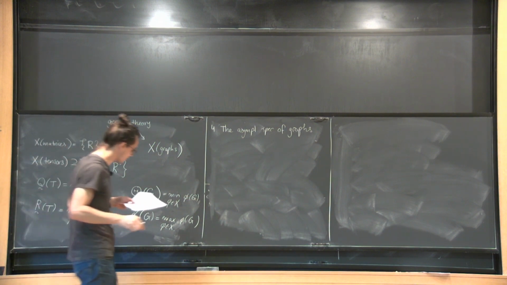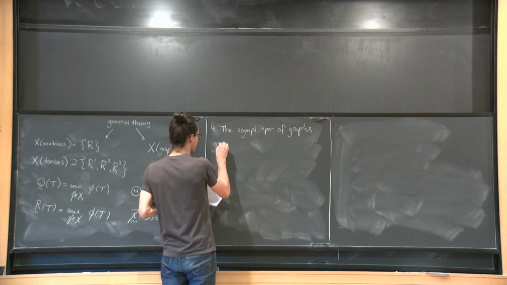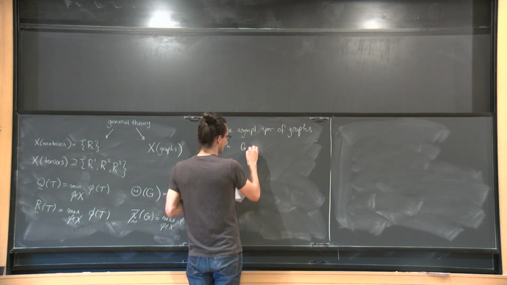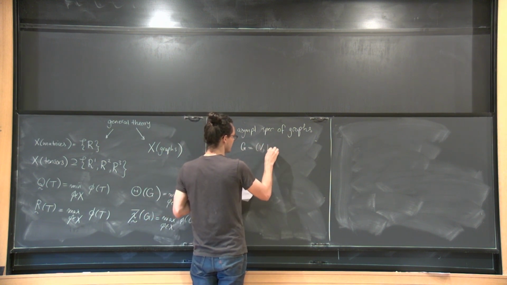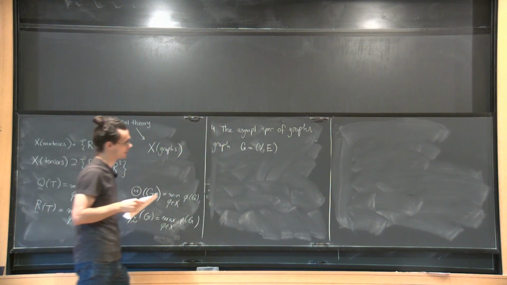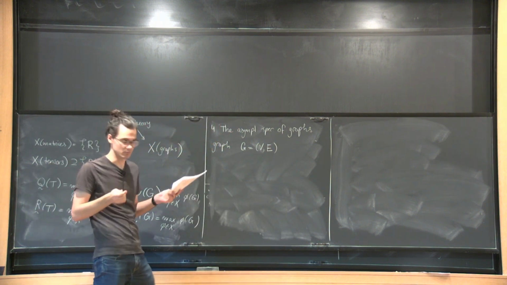So, we're going to talk about graphs. A graph has a set of vertices and a set of pairs of vertices called the edges. And let's say there are no self-loops.